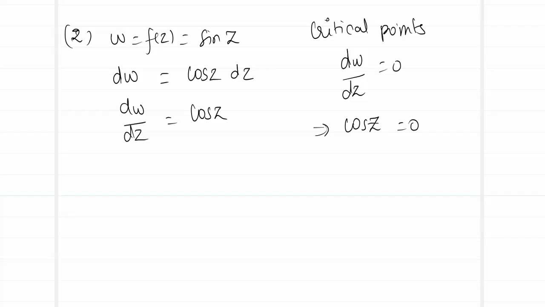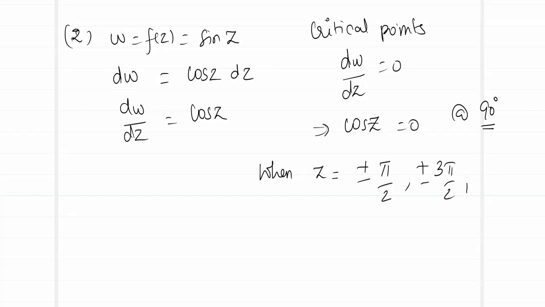What are the points at which cos will become 0? As such, we know that cos will become 0 at 90 degrees. But that is not the only point at which cos will vanish. Cos will become 0 when z is equal to plus or minus 90 degrees, that is, pi by 2, plus or minus 3 pi by 2, plus or minus 5 pi by 2, and so on. So there are going to be infinite critical points for this transformation.